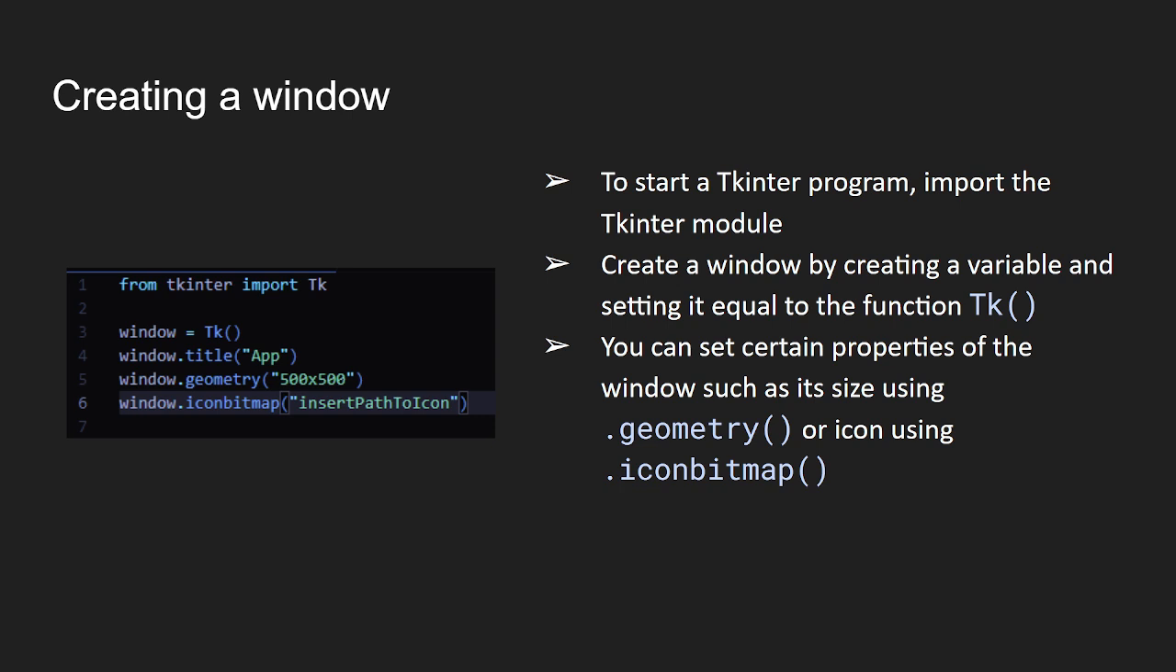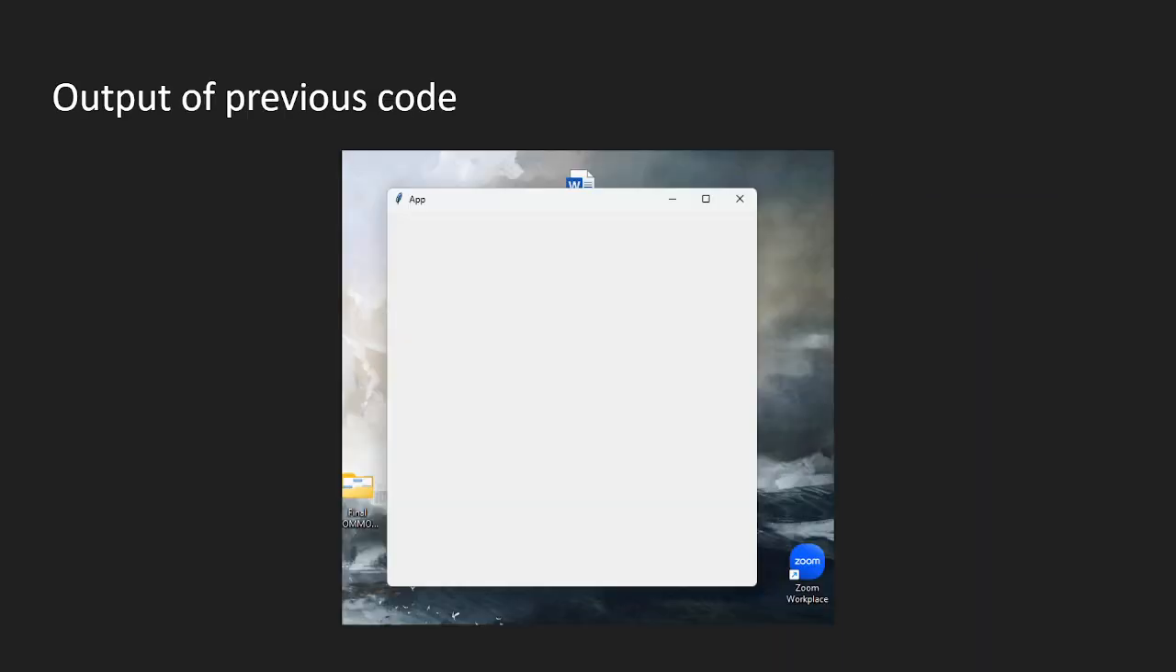By using these functions, you can see an example of some code here, like window.title app, geometry 500 by 500. It'll just make a big square. And for the icon bitmap, you have to insert a path to the bitmap file. And on the next slide, you can see what that code outputs. As you can see, it's just a pretty clean Windows window with nothing in it.